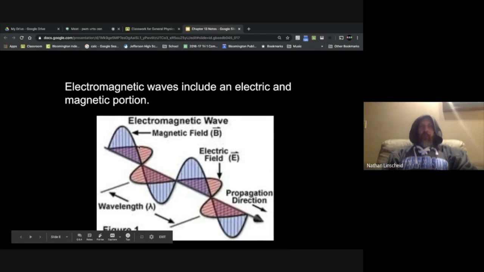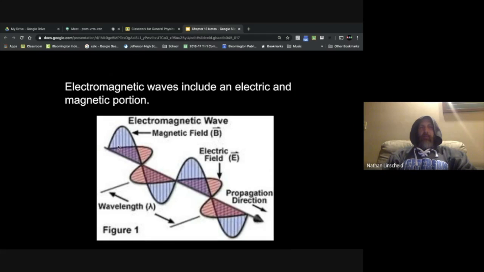So what does an electromagnetic wave look like? Well, electromagnetic waves are transverse waves, but they have two parts, and those two parts are at 90 degrees to one another. You have the electric portion, and you have the magnetic portion. Here you can see the magnetic portion going up and down. That's the blue. Here you've got the red. That's the electric field, but they work in concert with one another, and they're traveling in this direction.